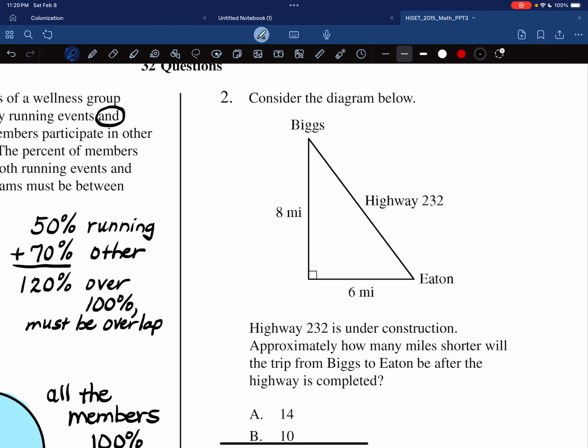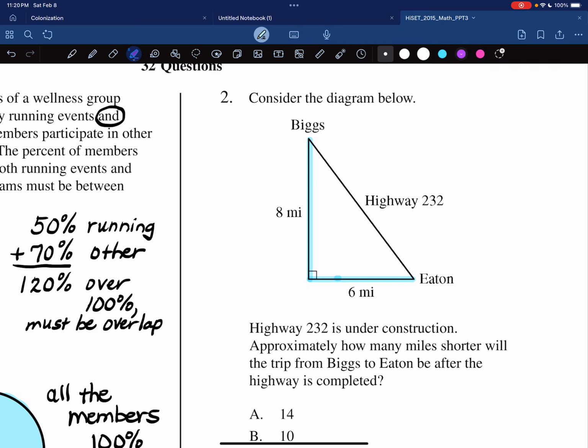So I have a right triangle here, and I have the distance from Biggs south to be 8 miles. This distance is 8 miles. And then when I turn and drive on toward Eaton, this distance is 6 miles. So just eyeballing that, I could say that this is a 14-mile trip.